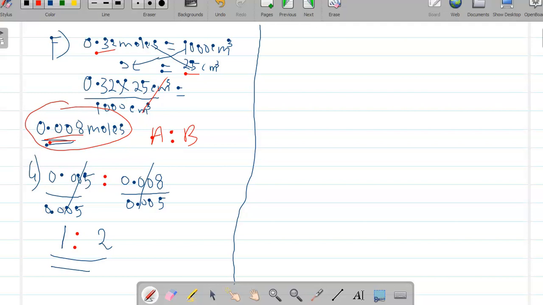Then you divide both sides by 0.005. Then you cancel this one and this one. When you cancel 0.005 by 0.005, you'll get 1. When you divide this one by this one, you'll get 1.6. You round it, then you get 2. So the mole ratio of the reaction is 1 to 2, according to the calculation we have done.